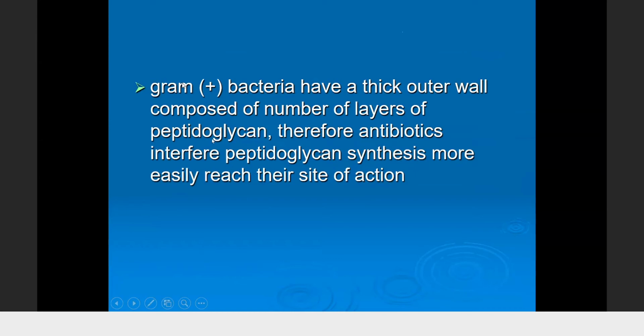So, gram-positive bacteria have a thick outer wall. It's composed of a number of layers of peptidoglycan. So the walls of these gram-positive bacteria are made of peptidoglycan. Therefore antibiotics that interfere with peptidoglycan synthesis can easily reach the site of action.